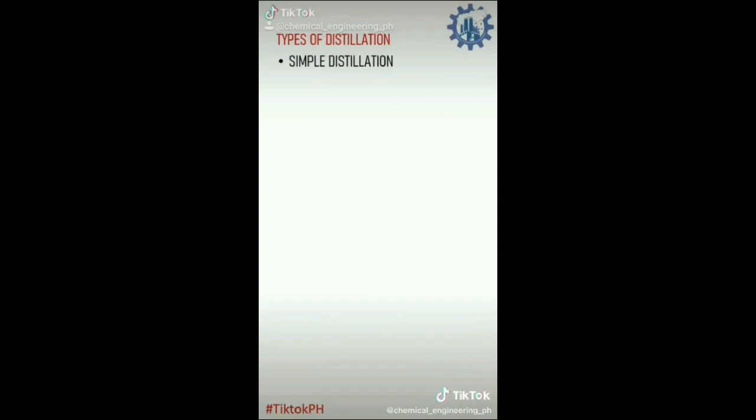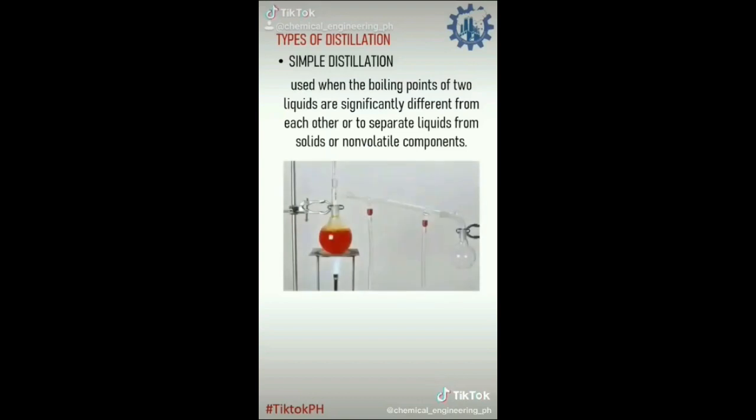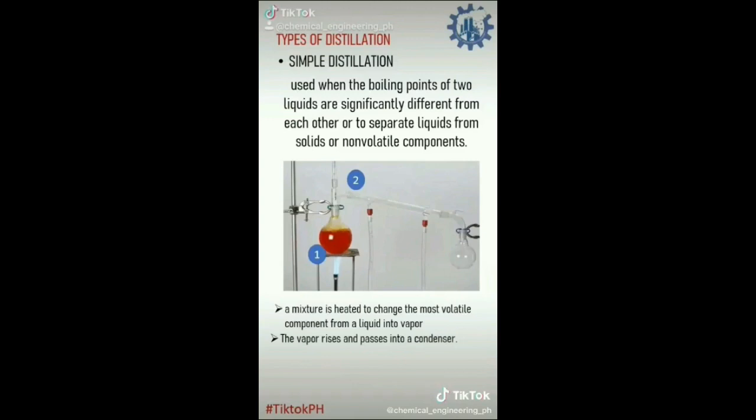First is what we call the simple distillation process. It is used when the boiling points of two liquids are significantly different from each other, or to separate liquids from solids or non-volatile components. Below is an example setup of a simple distillation process. First, a mixture is heated to change the most volatile component from a liquid into a vapor. Second, the vapor rises and passes into a condenser. The condenser is cooled to promote condensation of the vapor, which is then collected.